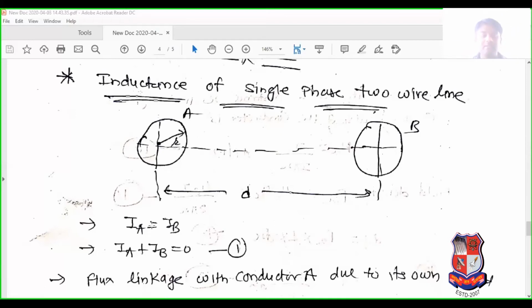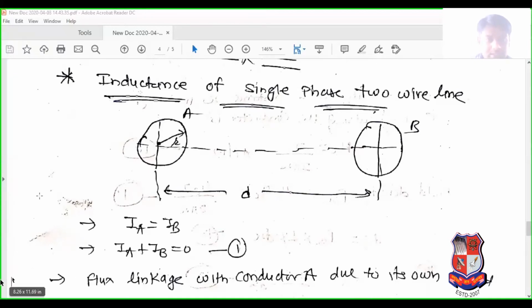But it may appear that the inductance of the single phase 2 wire line is negligible. But why is it negligible? Because it consists of a loop of one single turn, right? And the flux path which is through air is a high reluctance path. At the same time, the cross section area of this loop is very large. So even for a small flux density, the total flux which is linked with the loop is quite large, right? So the loop has appreciable inductance value. So sometimes the value for the single phase 2 wire line is negligible.